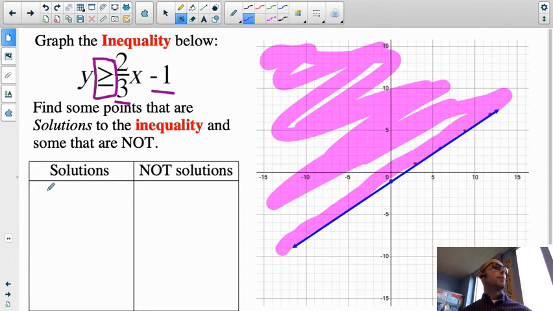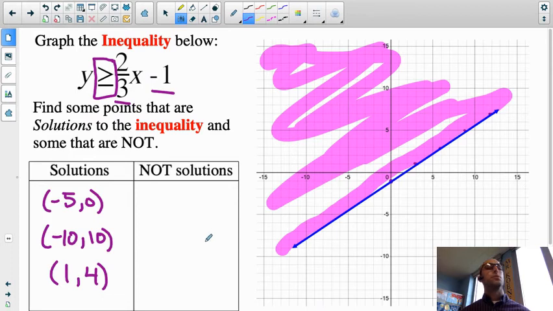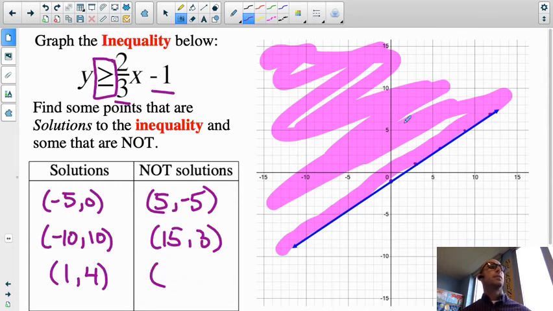Okay, now I can find some solutions. Oh, I don't know, -5, 0, and maybe -10, 10. And let's see, 1, 4, whole bunch of them. You could do some of your own as well if you wanted to. Not solutions, anything over here. So like 5, -5. Or 15, 3. Whole bunch of it. Anything that's not in the shaded region. So 10, -10. Sure, we'll do it that way. Whole bunch.